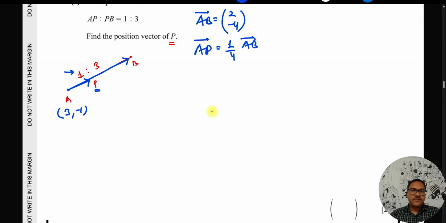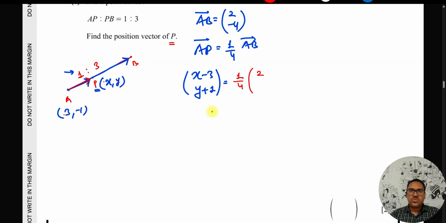Now to write the position vector of point P, you need to write the coordinate of point P. If I say this point P is x comma y, what is the x and y value? So what is AP vector? This will become x minus 3 and y plus 1. This is the same thing which we did for the previous part also. This is x minus 3 and y minus minus 1, this is y plus 1. This is 1/4 of AB vector.